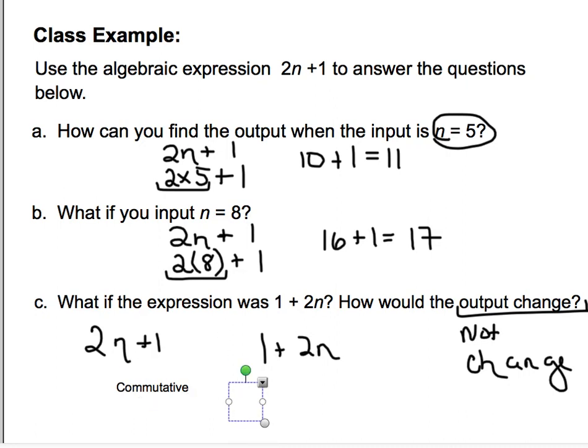So it doesn't matter if I have 2 plus 3, it will always equal 3 plus 2 because the order in addition doesn't matter. It's commutative. It will always give you the same answer. So if I go 2n plus 1 and 1 plus 2n, I will always get the same result.